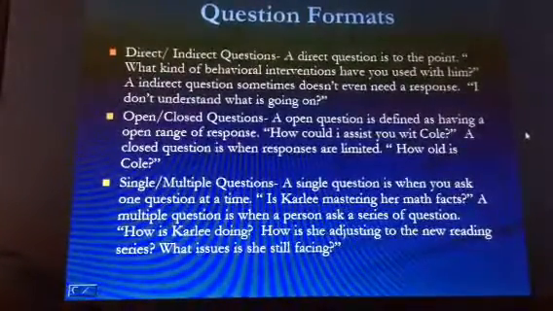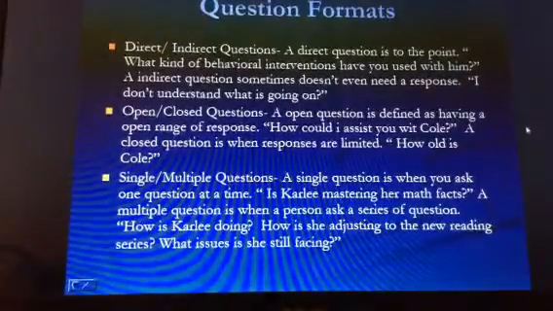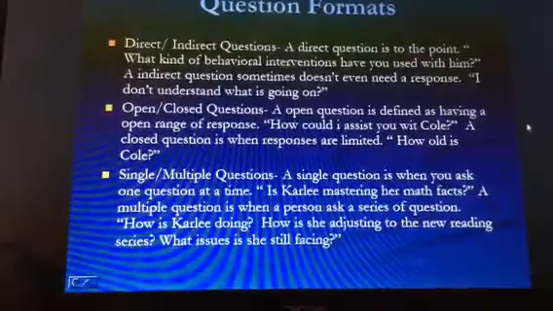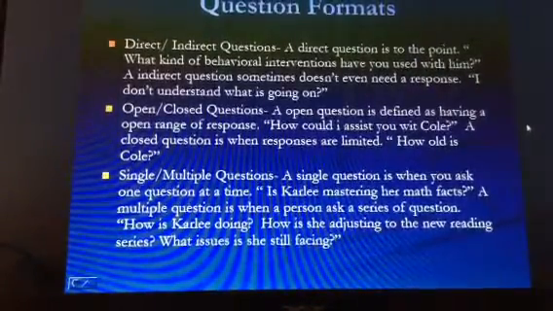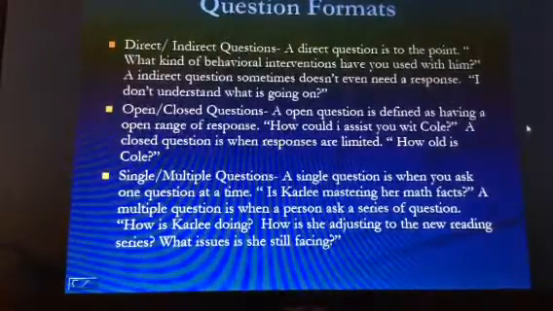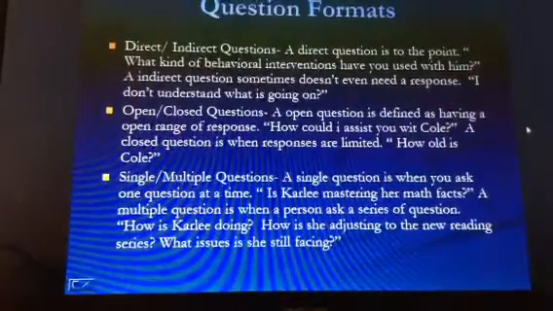There's several question formats. The first one would be direct and indirect questions. A direct question is to the point. For example, what kind of behavioral interventions have you used with him? An indirect question sometimes doesn't even need a response. An example for indirect would be, I don't understand what is going on.